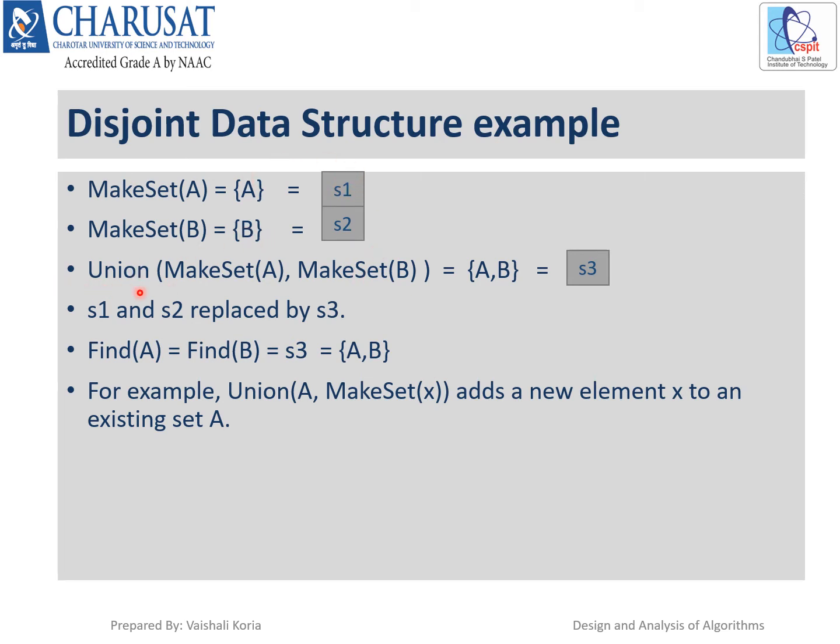Now if we perform the union operation on these two sets, then it will combine these two elements, and S1 and S2 will be replaced by S3. So in this new set S3, A and B will be combined. Now if we call the find operation of A and B, the representative set of A and the representative set of B is S3 only, which contains the two elements A and B. So both find A and find B will return the same set S3.